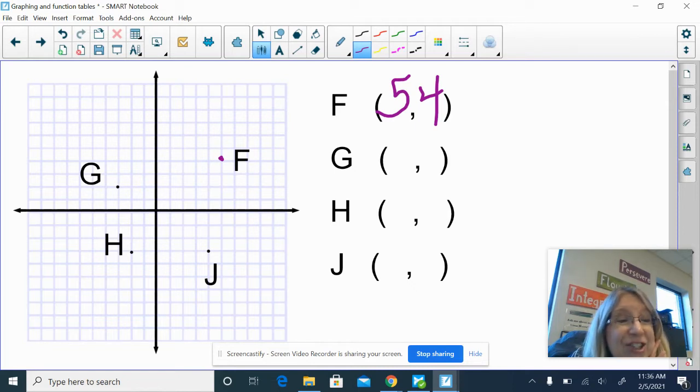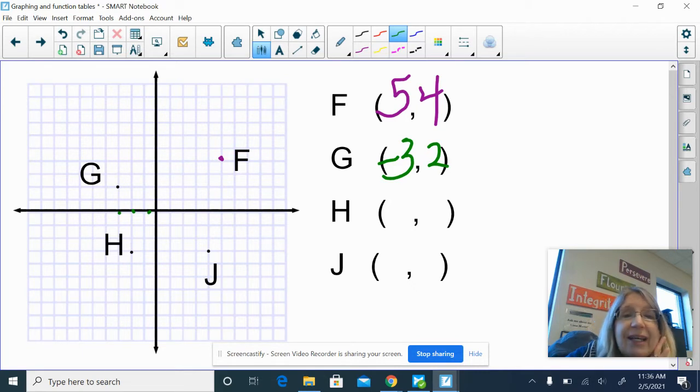Okay, so for G, go back to 0, 0 again. Go back 1, 2, 3. So back 3 would be a -3. From there, go up 2, so it'd be a +2.